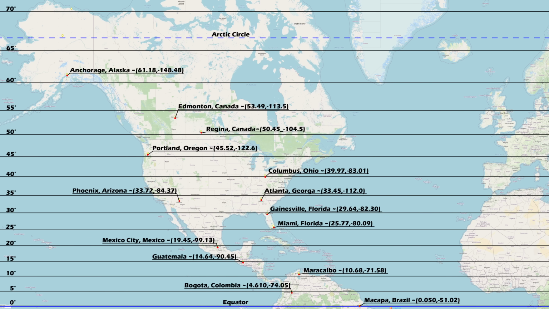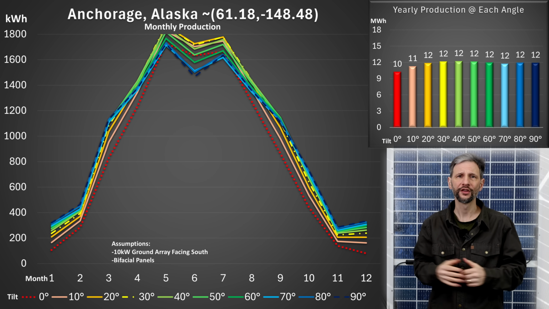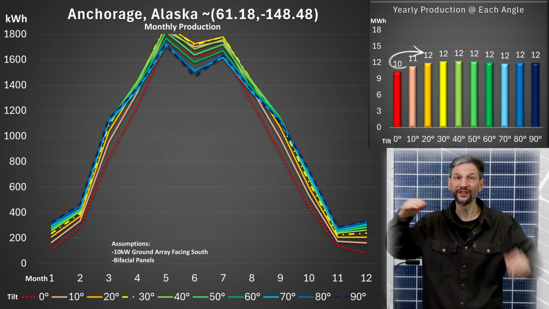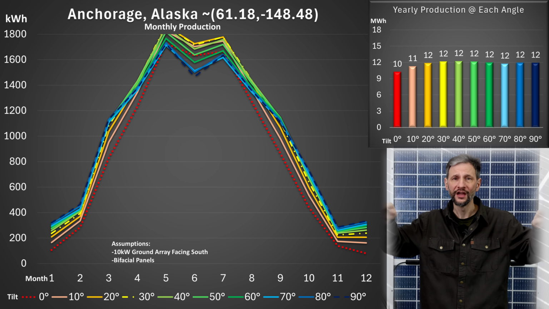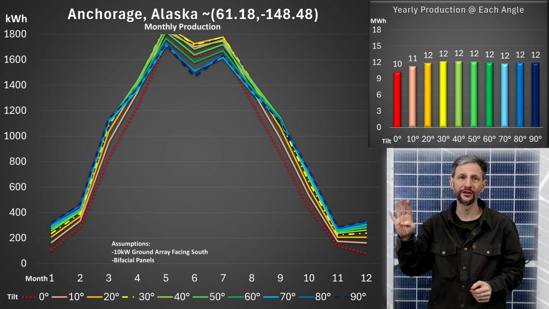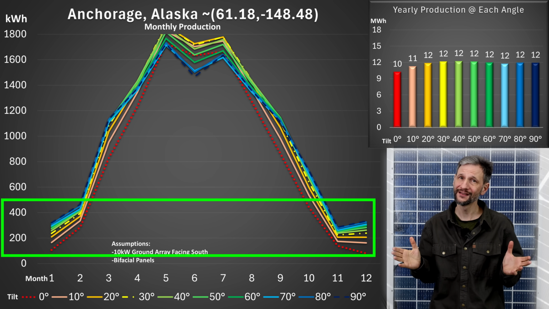As we move above the 60 degree latitude mark with Anchorage, Alaska as a reference point, the graph now looks completely different. The production at every tilt angle is almost exactly the same. The production in winter is very low. There are 4 months of the year that are at or below 400 kilowatt hours, and that's not great.